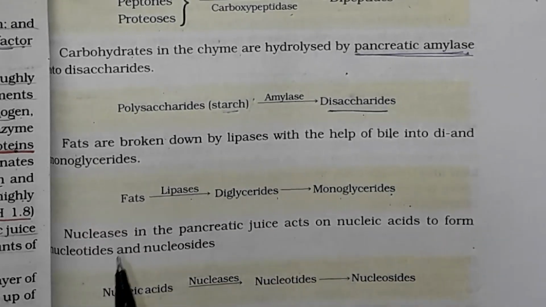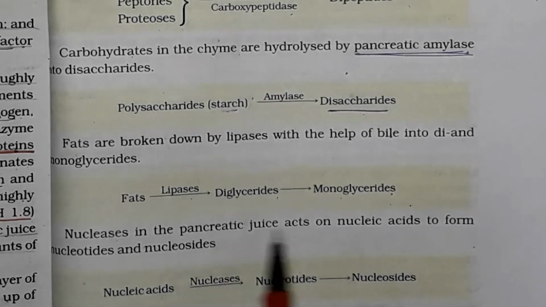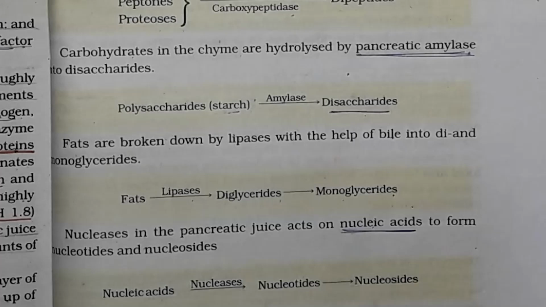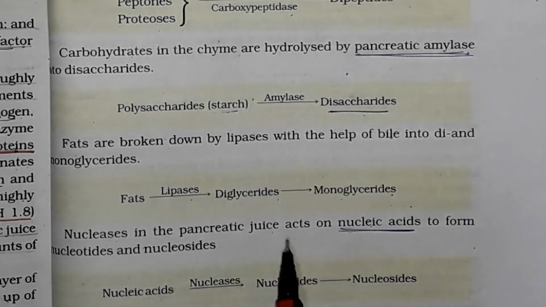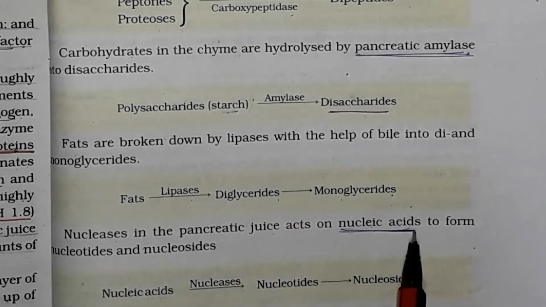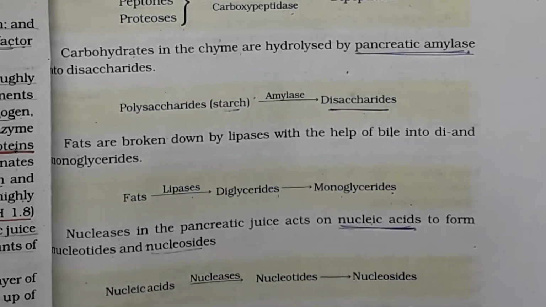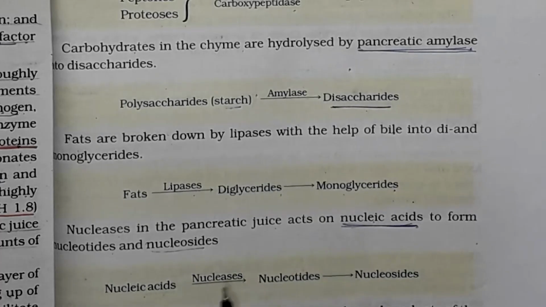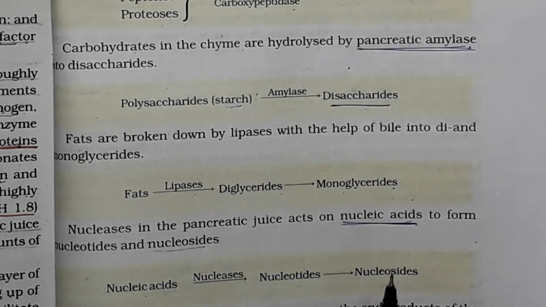Now comes the nucleases. The nucleases in the pancreatic juice act on the nucleic acids. How are the nucleic acids digested? These nucleases are present in the pancreatic juice. These nucleases act on the nucleic acids to form the nucleotides and then the nucleosides. First of all, these nucleic acids are present. Nucleases act on them and convert them into the nucleotides, then into the nucleosides.